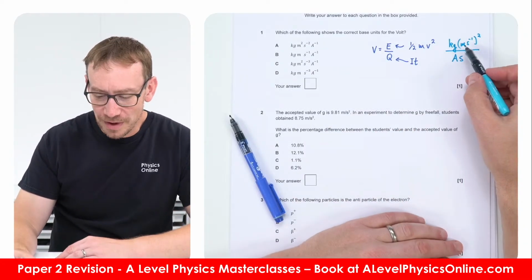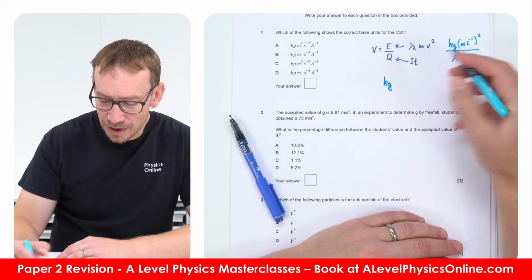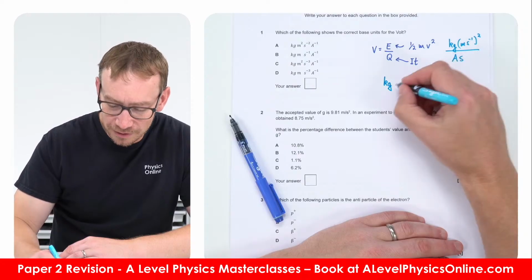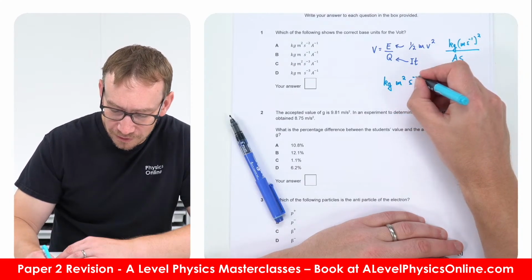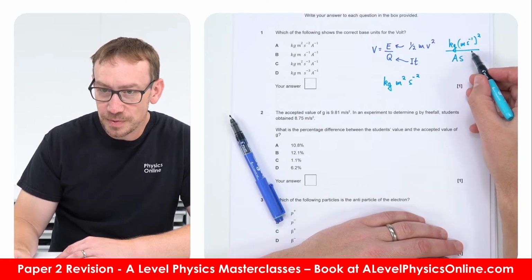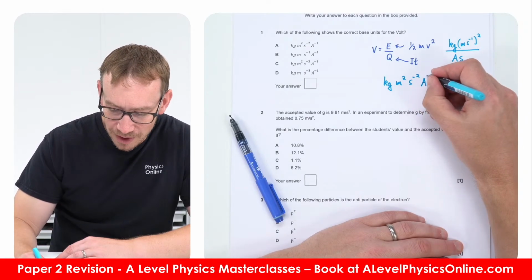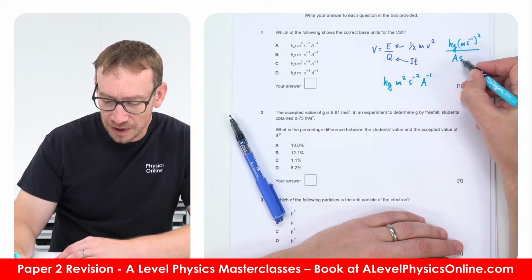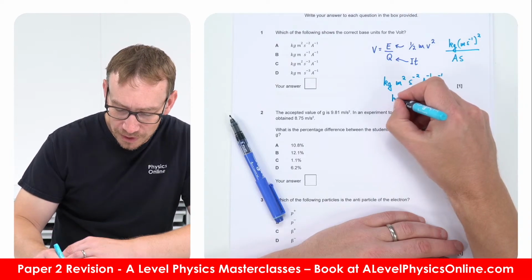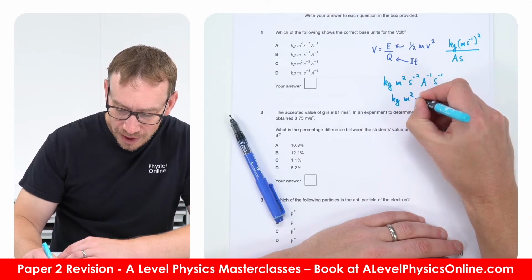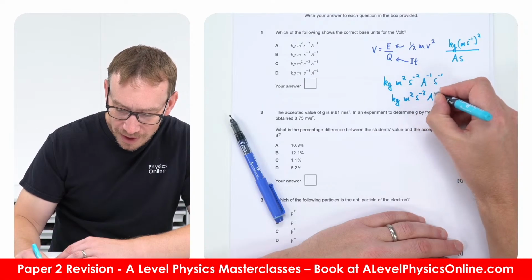So that all looks a bit messy, but effectively we've got a kilogram, and then we've got meters squared, and then we've got seconds to the minus 1 squared, so that's seconds to the minus 2. Then we're going to be dividing by amps, so that's going to be amps to the minus 1. And then we've got seconds to the minus 1, which I guess would add on to that. So we would have kilograms, meters squared, second to the minus 3, amp to the minus 1.